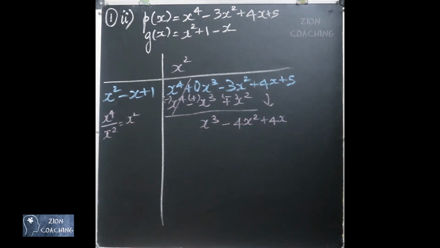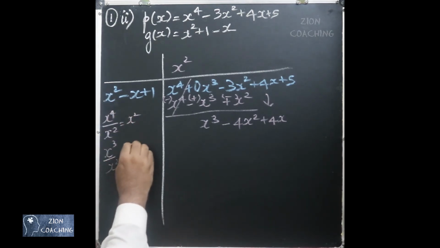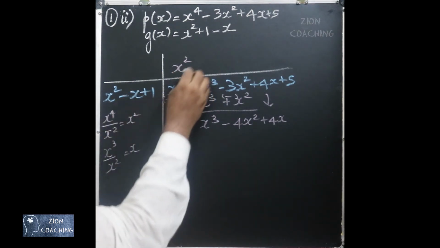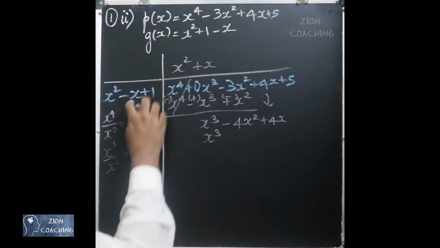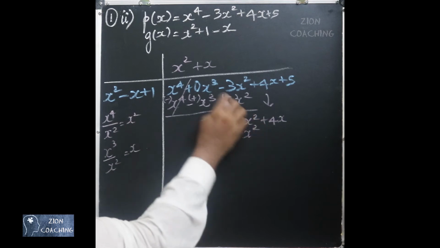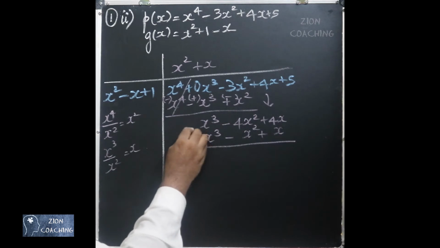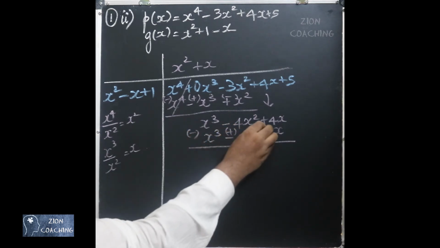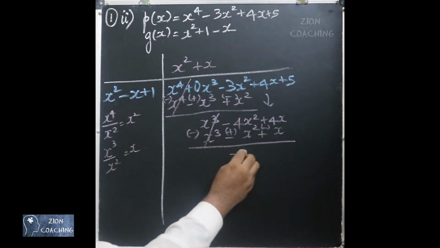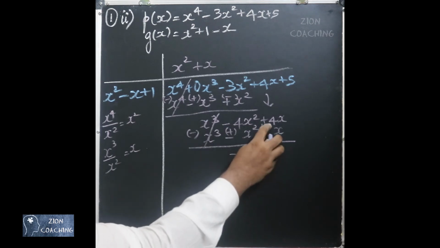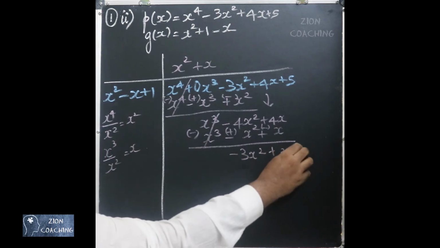Now you have x cube. X cube divided by this x squared will give you x. So we are going to multiply the entire divisor by x. X into x squared is x cube. X into minus x is minus x squared. X into 1 is x. Now when we are subtracting, we have to change the symbol. This will get cancelled. Minus 4 plus x is going to be minus 3x squared. Then 4x minus x is going to be plus 3x plus 5.